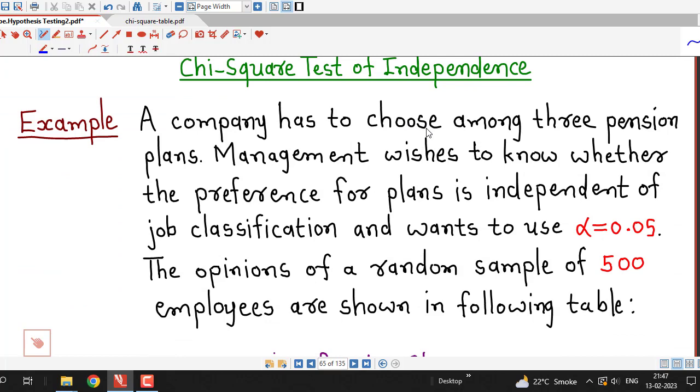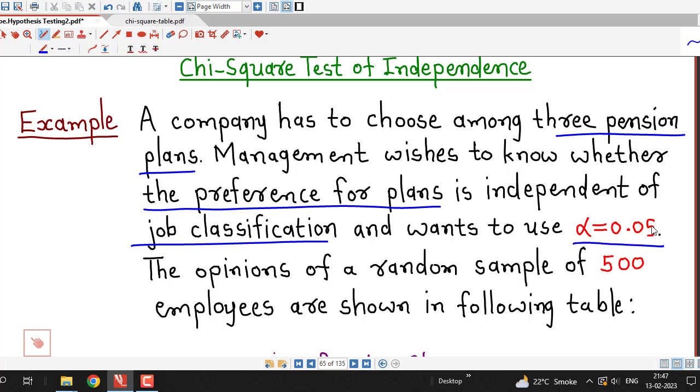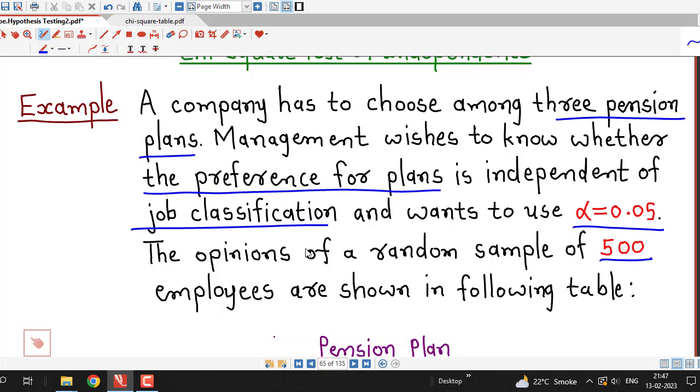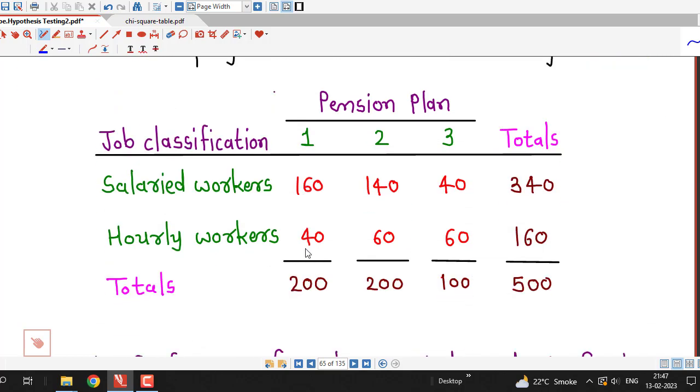A company has to choose among 3 pension plans. Management wishes to know whether the preference for plans is independent of job classification and wants to use alpha equal to 0.05 level of significance. The opinions of a random sample of 500 employees are shown in the following table.